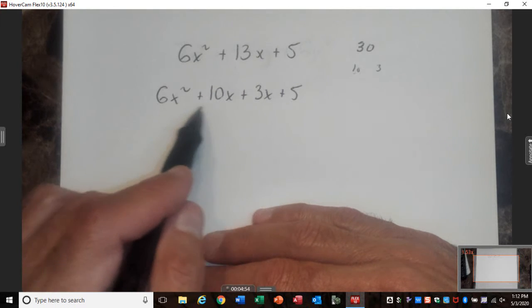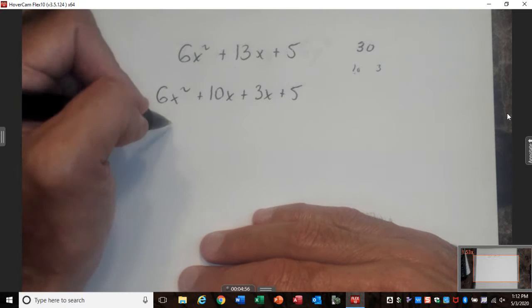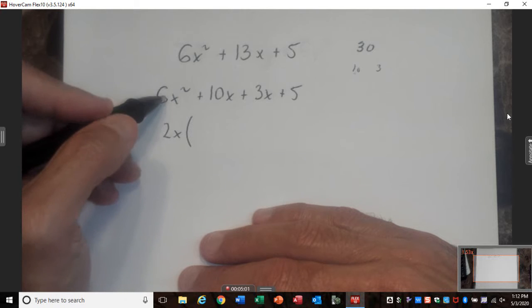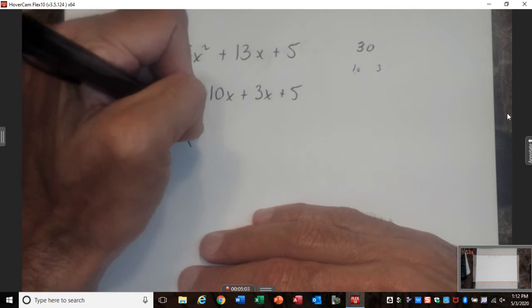Now, what's common here is a 2x. So we're going to go 2x, divide by 2x, you're going to get 3x plus 5.